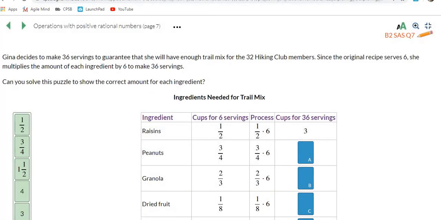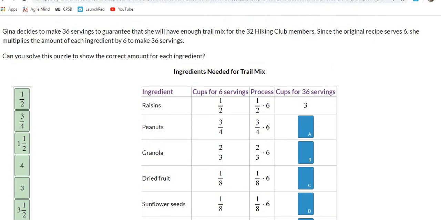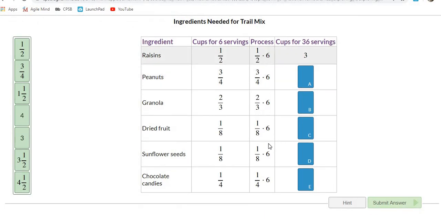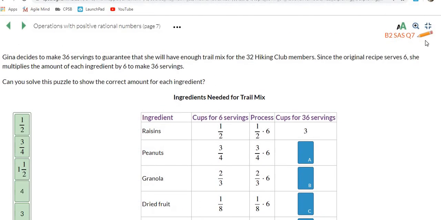So number 7 is actually going to be on your lesson for you to try to do, looking at the ingredients. We know we're going to be multiplying these fractions times 6. I taught you the trick. Multiply the whole number times the top divided by the bottom to see how many cups of each ingredient we're going to end up having. So that's going to be on your lesson online work.